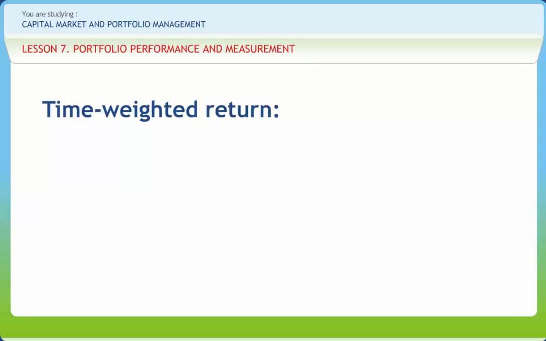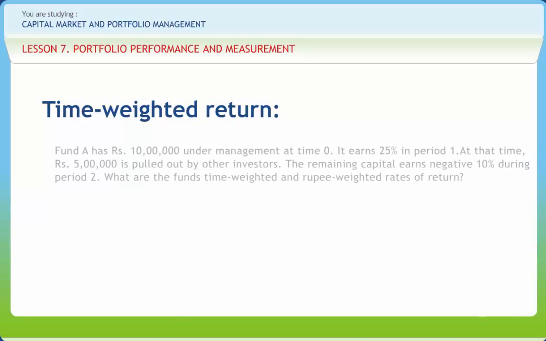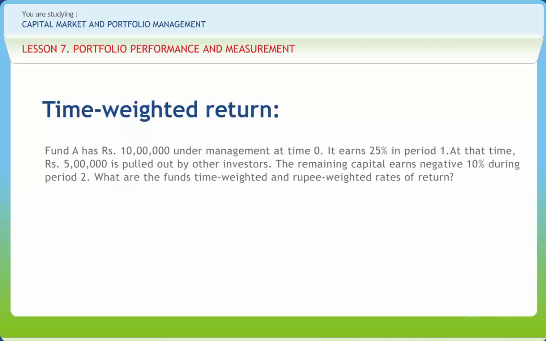The time-weighted rate of return is the weighted average of the internal rates of return for the sub-periods between the cash flows, and it is weighted by the length of the sub-periods. Suppose Fund A has rupees 10 lakhs under management at time 0. It earns 25% in period 1. At that time, rupees 5 lakh is pulled out by the investors. The remaining capital earns negative 10% during period 2. What are the fund's time-weighted and rupee-weighted rates of return?